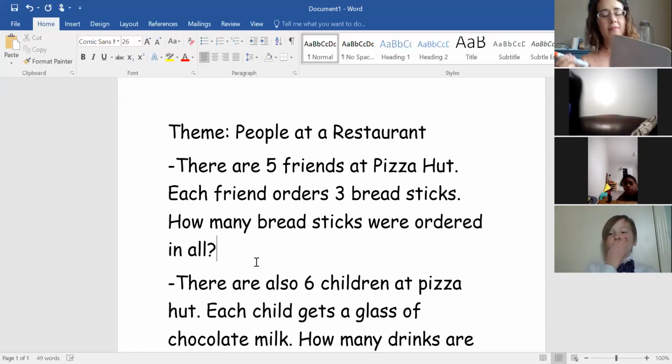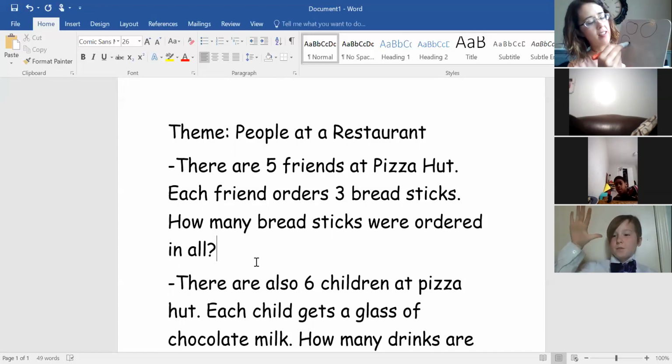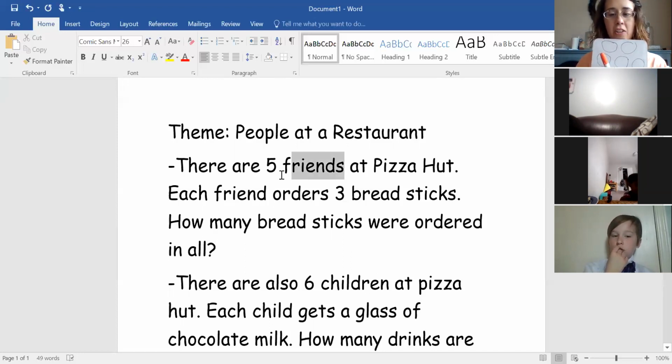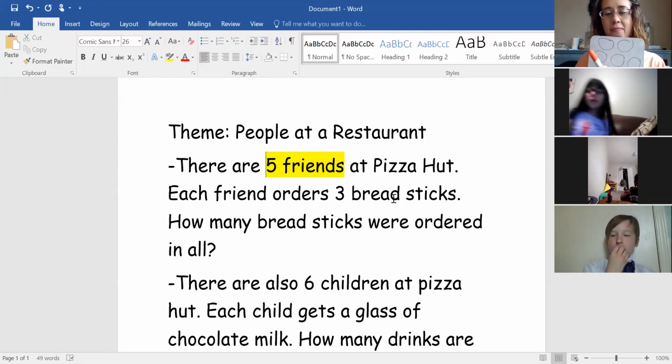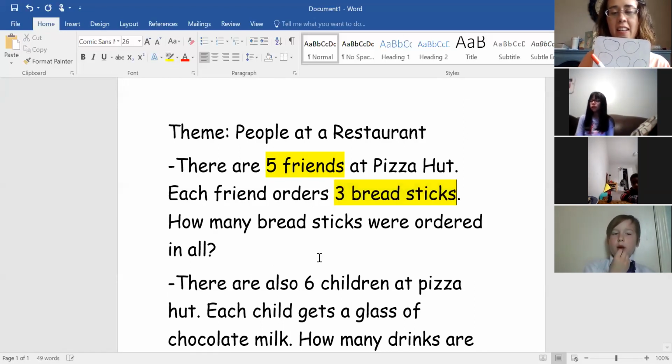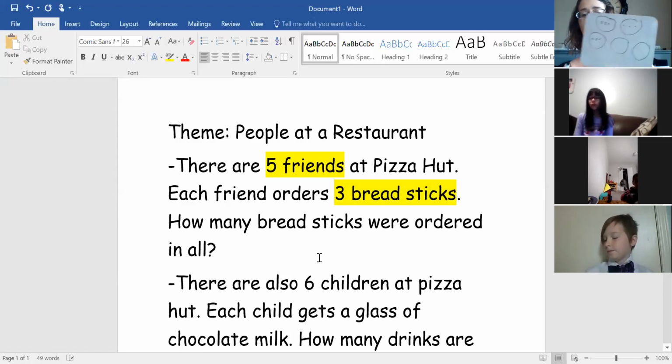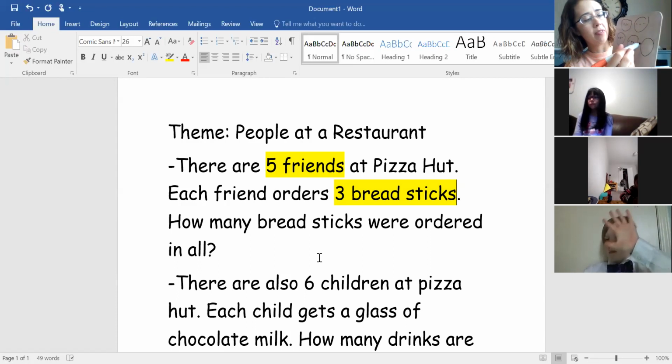5. 5. And what does the 5 mean? 5 friends. So I want you to use your brain and picture your 5 friends with their hands held out and they're ready to put something in their hands. What are we putting in their hands? Breadsticks. How many breadsticks does each friend get? 3. All right. 1, 2, 3. Who can tell me how many breadsticks will we have in all?